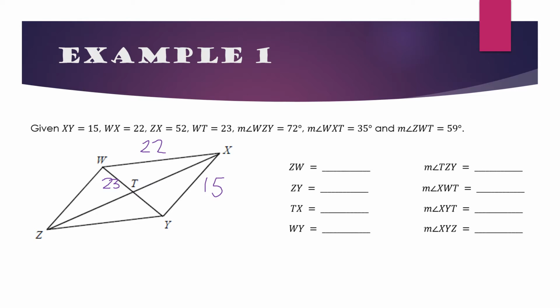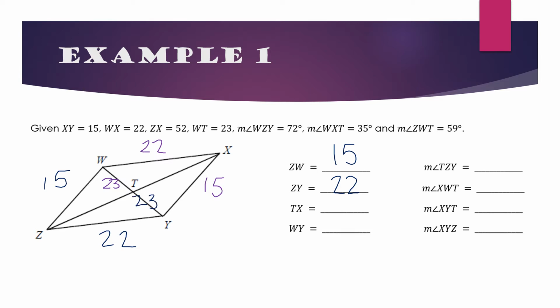So let's start with the outside of the parallelogram. One of the properties is that opposite sides are congruent. So if XY is 15, then WZ would be 15, or ZW, however you want to name it. And if WX is 22, then ZY will also be 22. So that's just the outside. Now on the inside, as far as the diagonals are concerned, we're told that the diagonals bisect each other, so they cut each other in half. So T is actually the midpoint of WY, which makes TY also 23.